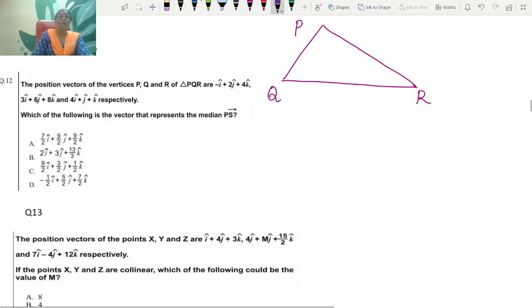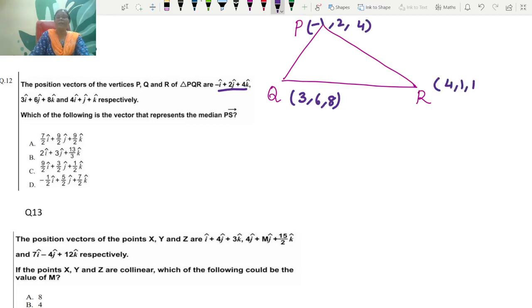So this is the position vector of P, that is, the coordinate of P can be written as -1, 2 and 4. Likewise, coordinate of Q can be written as 3, 6 and 8. Coordinate of R can be written as 4, 1 and 1. Okay? Now let us read the question further. Which of the following is a vector that represents the median PS? Median PS, that is, first you have to take the midpoint S here. So what will the coordinate of the midpoint be? Use the midpoint formula that we studied in 10th, or the coordinate geometry formula studied in 11th.